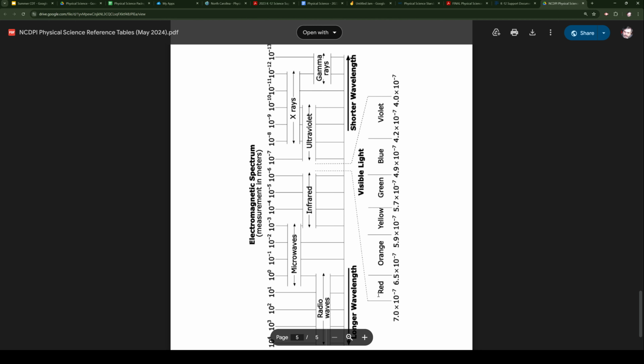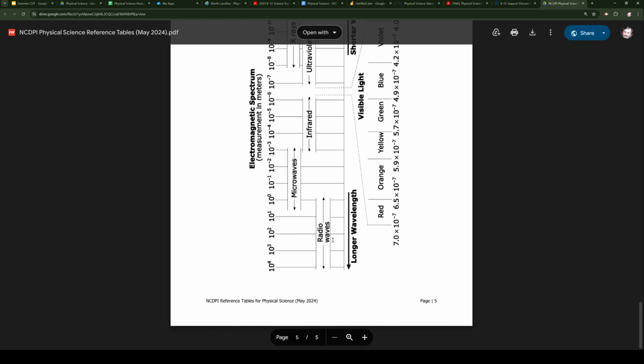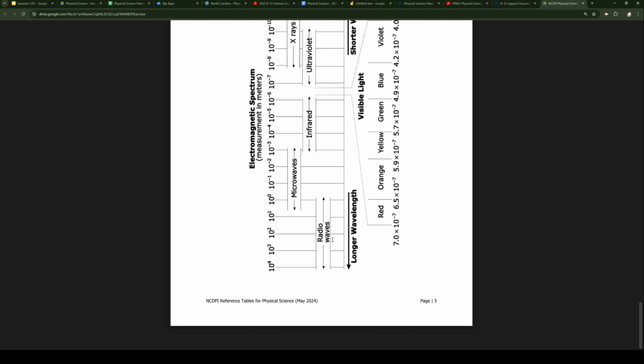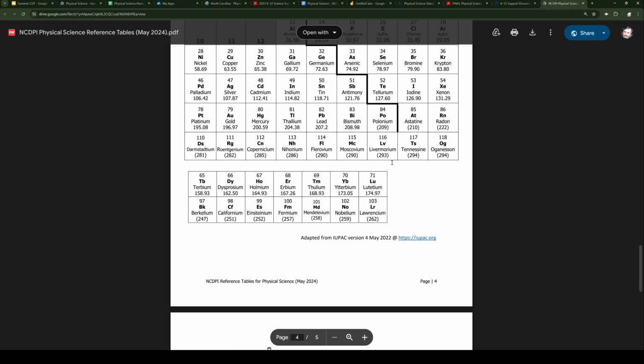They do give it to us in ROY G. BIV. So gamma's highest on the right. Radio's lowest on the left as far as frequency goes, but radio waves have the biggest wavelength over here on the left. It just told me that.